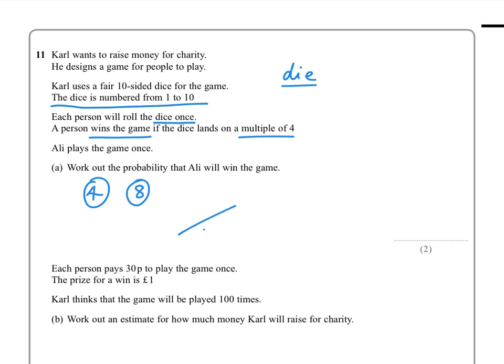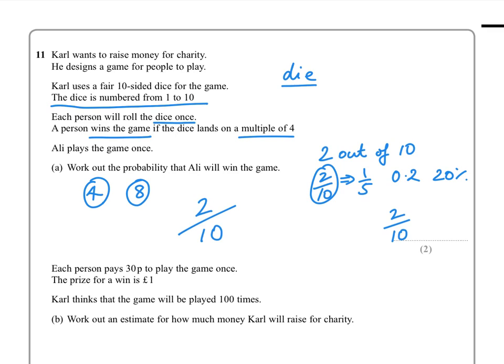Now, out of those 10 choices, you've only got those 2 choices of actually winning. So 2 out of 10 chances, or 2/10 of the time, you'll pick a multiple of 4. That's what's expected. So I would say the probability of Ali winning the game is 2 out of 10, 2/10. Never write in the exam 2 out of 10. Always write it as a fraction, either cancel in its lowest form if you want, although this is fine, or a decimal, 0.2, or as a percentage, 20%. So 2/10 as a fraction.